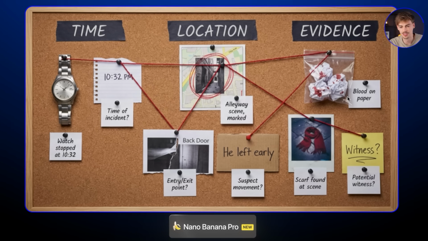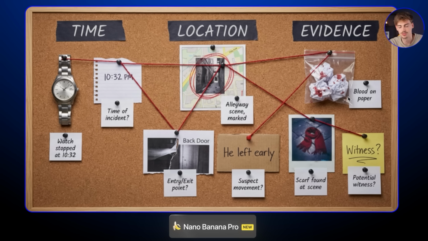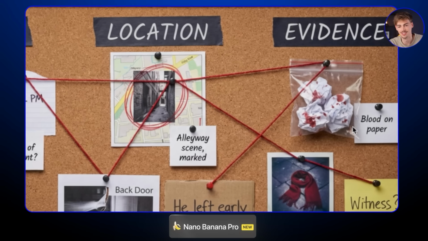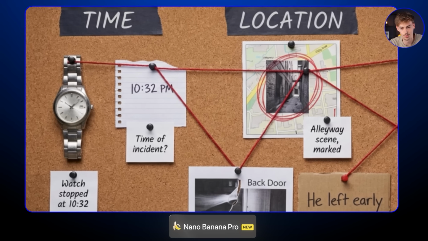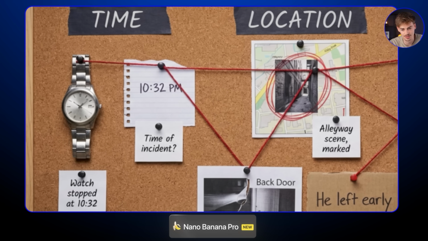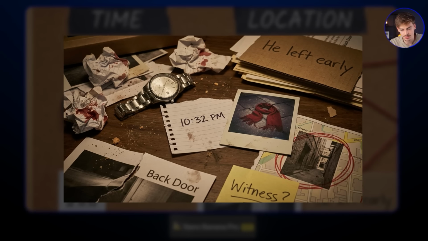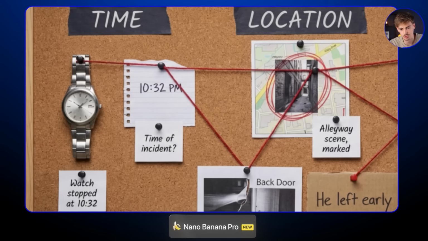So from the murder scene that we had, look at the evidence board that Nano Banana Pro made. So we have time, location, and evidence. And take a look at this. So the watch stopped at 10:32. So it actually can read the time. It's not that accurate, I would say. So we got the watch giving us the exact time. If we look at our original image, you can see the time is different, so it had a bit of an issue there, but I love the notes that it put underneath there.